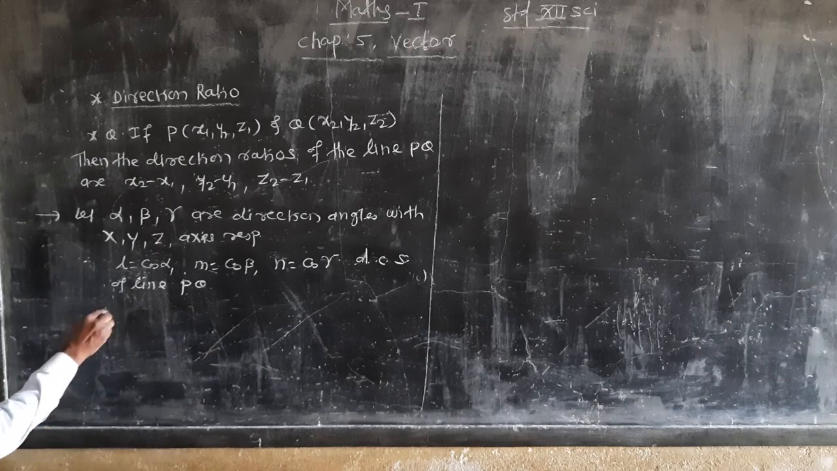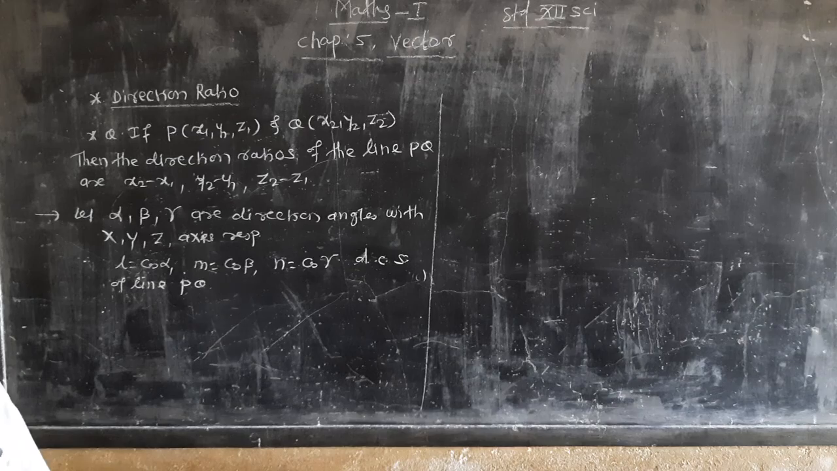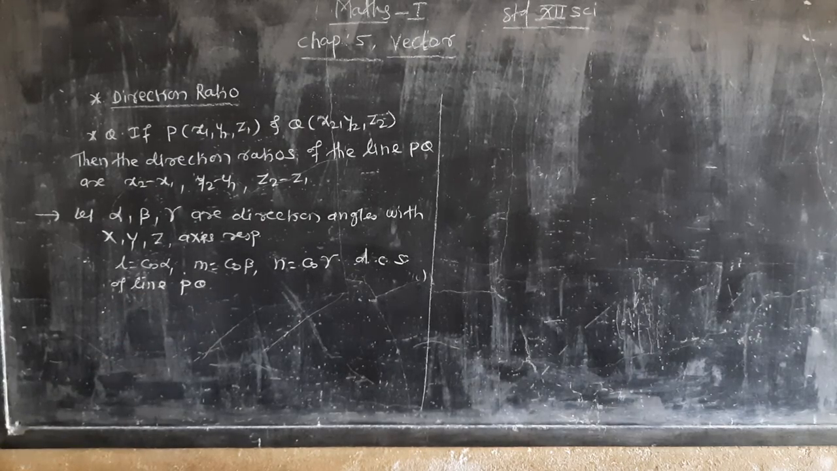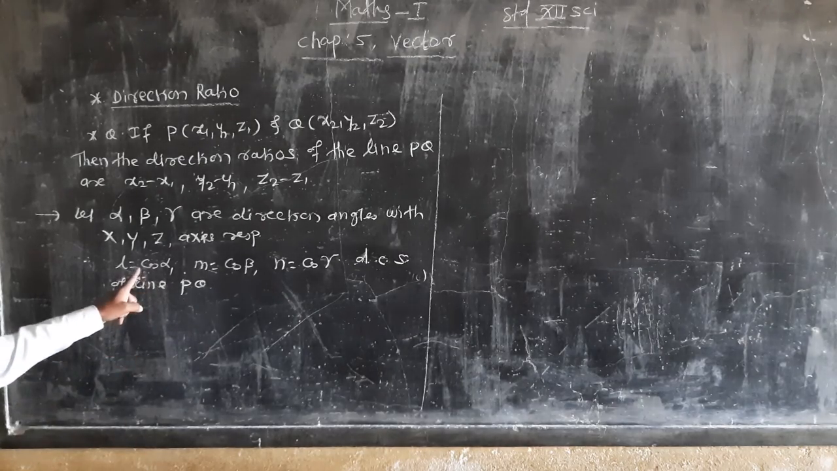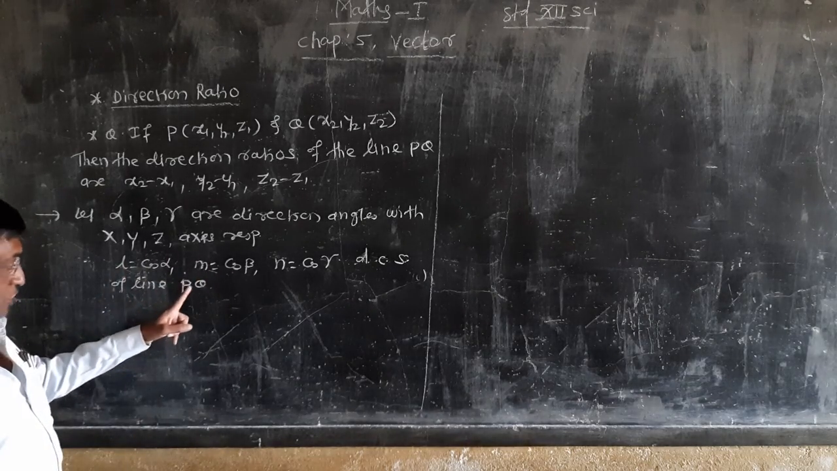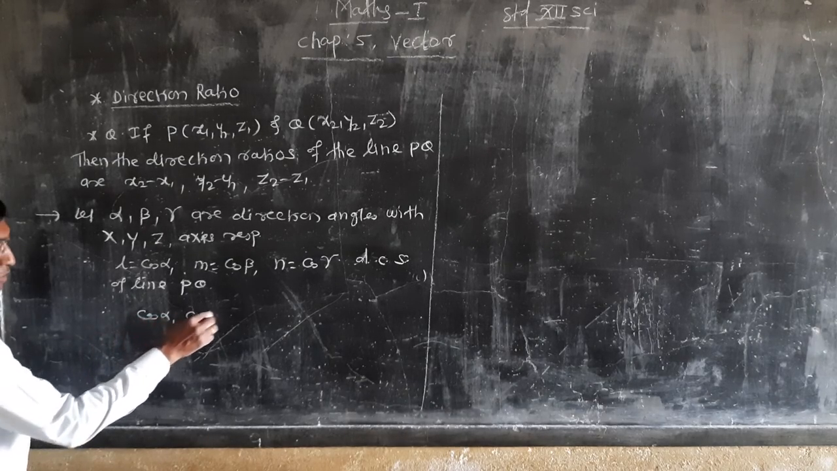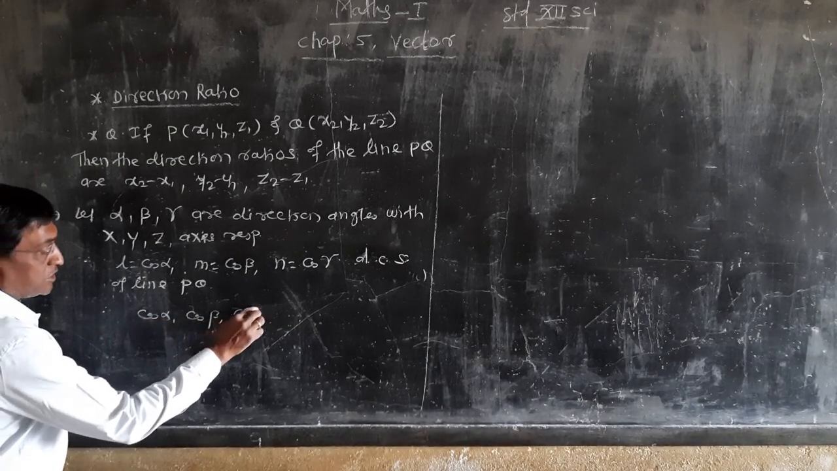Now the numbers, that is the direction ratios of PQ, are proportional to its direction cosines. The direction ratios of PQ are proportional to cos alpha, cos beta and cos gamma.